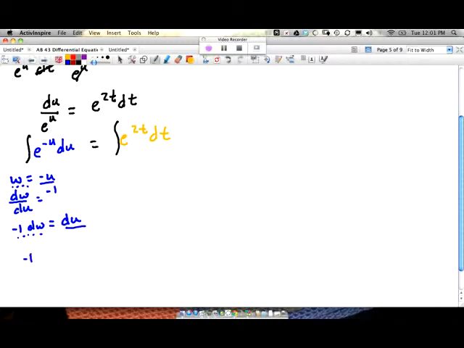If I make that substitution, that would give me negative 1 and dw, so now the du is out. E to the negative u becomes e to the w. I could take that antiderivative. The antiderivative of e to the w dw is just e to the w. And then the negative 1 is a constant, so that just tags along. Constant multiple rule.